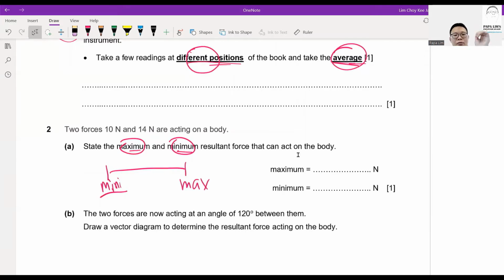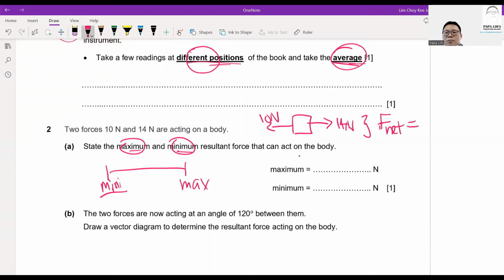So 10 and 14 Newton. If I have the minimum, what does the minimum mean? One side is 14 Newton, the other side is 10 Newton. So they are in opposite directions. So 10 and 14, the difference, the F net, will be 4 Newton. So the minimum force I'm looking at is 4 Newton.